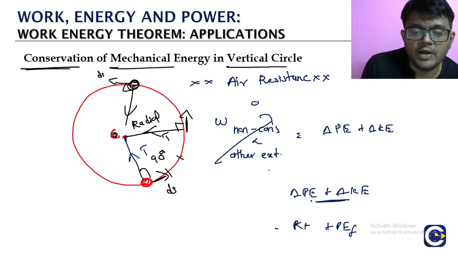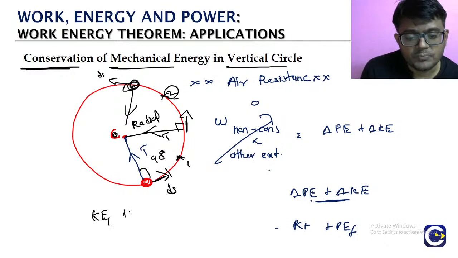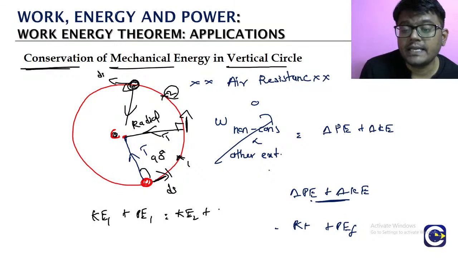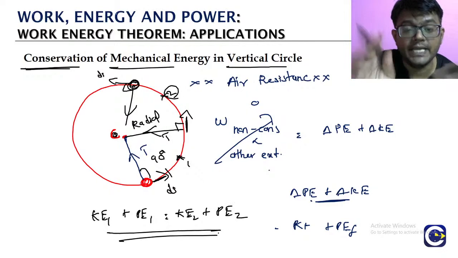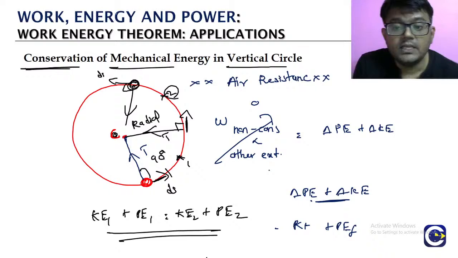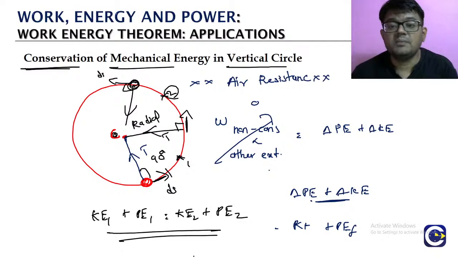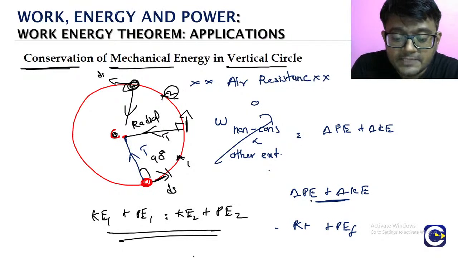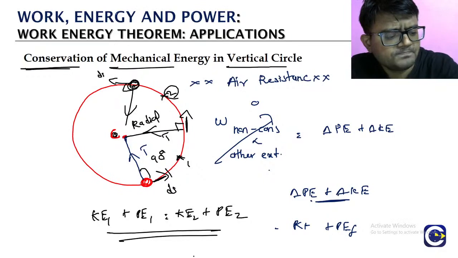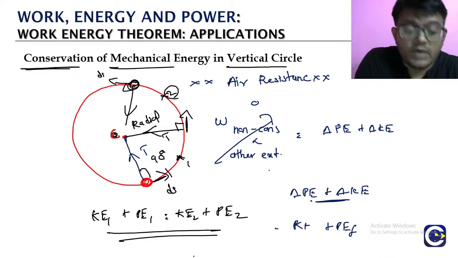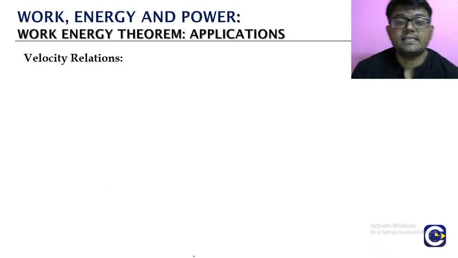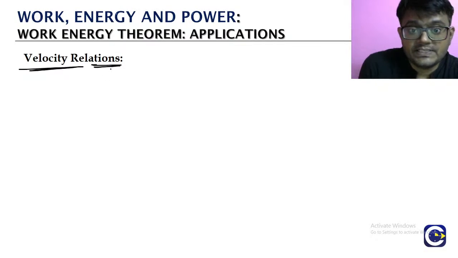Maybe I'll choose a point here, call it point 1. I'll choose another point. Same thing, kinetic energy at point 1 plus potential energy at point 1 will be equal to kinetic energy at point 2 plus potential energy at point 2. Any 2 points you choose on the circular path, this conservation of mechanical energy will be satisfied. So this is a very important result in understanding vertical circular motion. Now we will go into one of the important segments, that is the velocity relations.